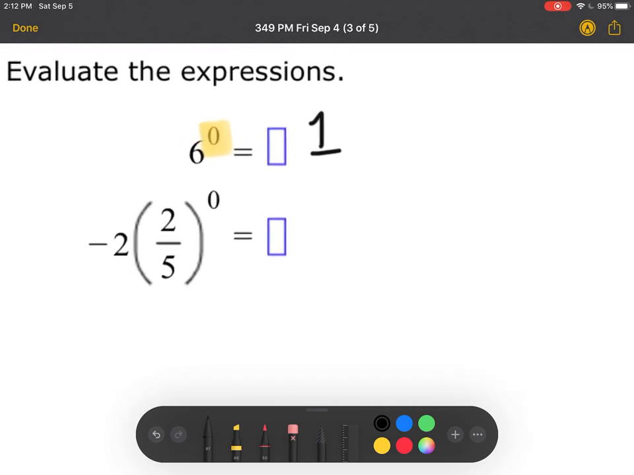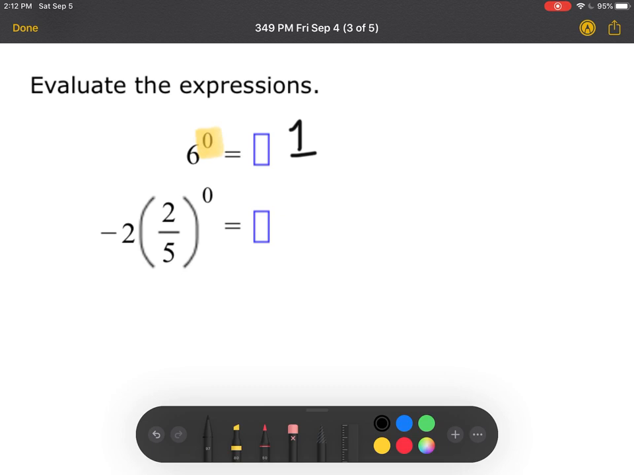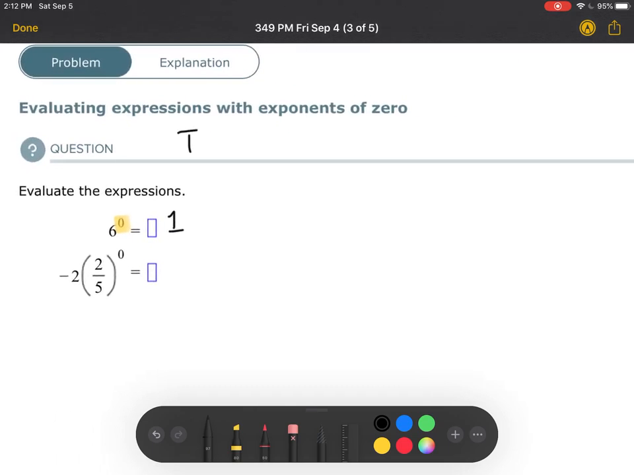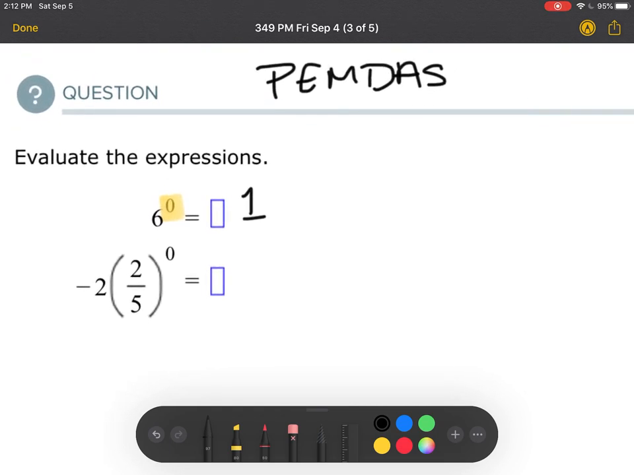Now, with this one down here, I have a little bit more of a complex question. I'm going to put PEMDAS over here, because even me as a math teacher needs to go back to the order of operations to make sure that I'm doing things in the right order. So if I have -2 times, because that's what this parentheses really means, parentheses 2/5 to the power of 0.